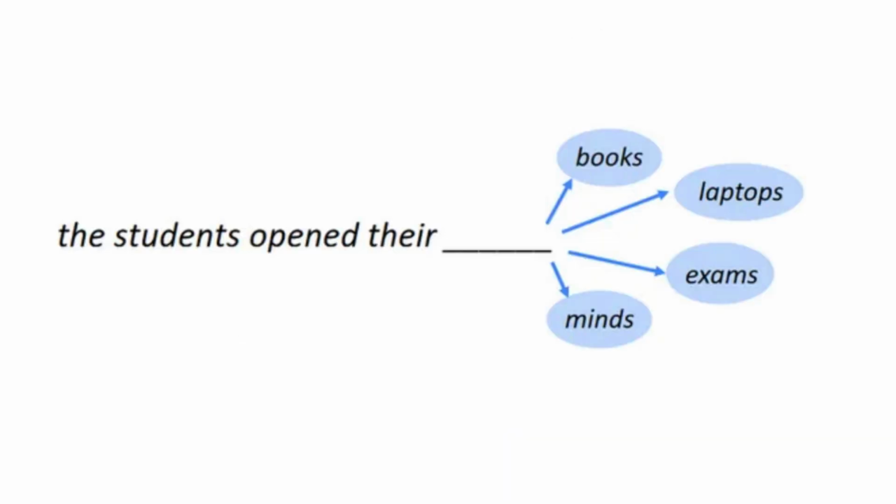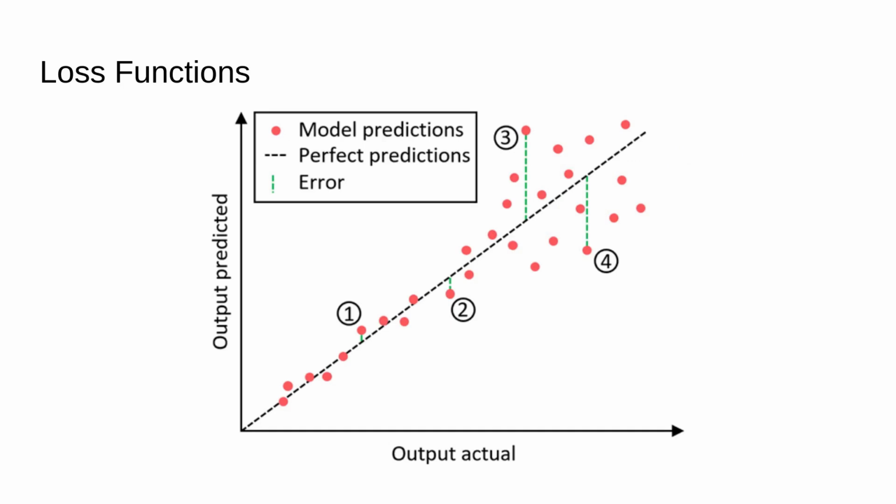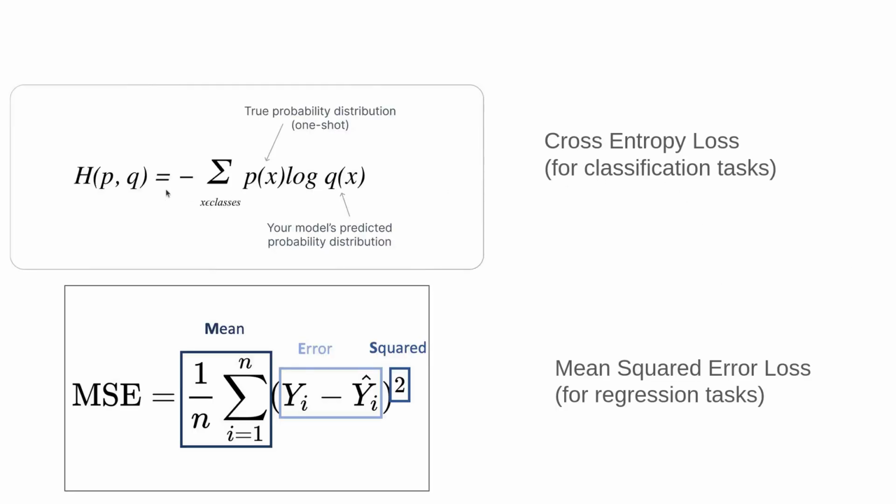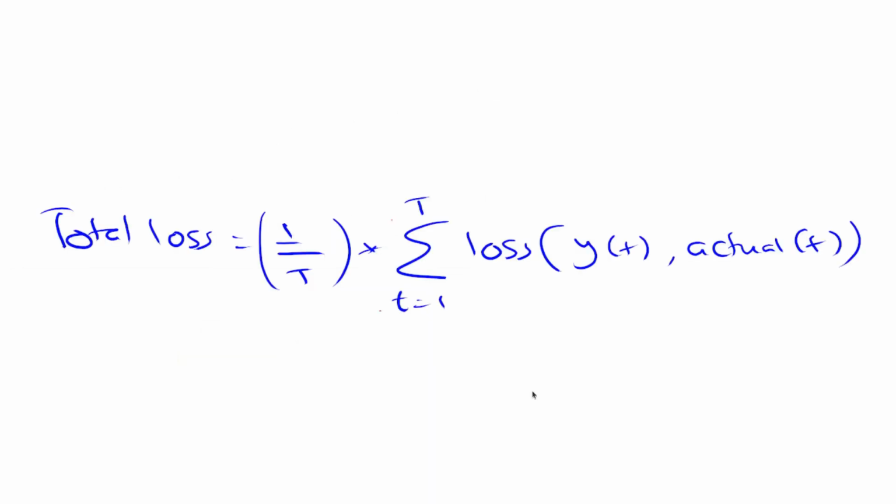Time for the loss function now. How do we know if our RNN is any good? We need a way to measure its error. This is where the loss function comes in. The loss function quantifies the difference between the predicted output yt and the actual target, which we'll call actual t. A common loss function for classification problems is cross entropy loss, while for regression problems we use mean squared error. The goal of training is to minimize this loss function. For the entire sequence, the total loss is often the average or sum of the losses at each time step.